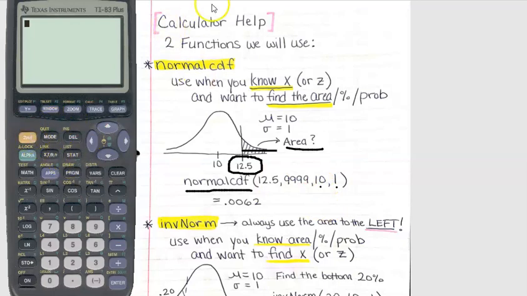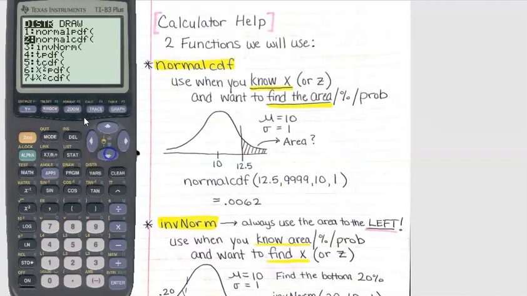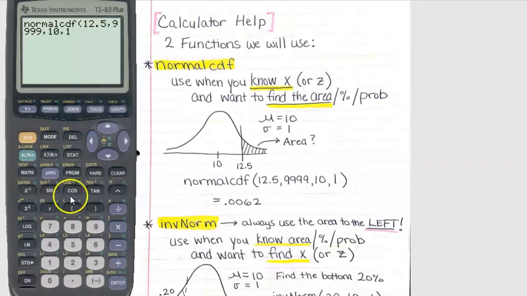So how we would put this in the calculator is we're going to go to second variables, go to the distributions again, and choose the normal CDF. Now, for some of you, it might come up with prompts that tell you to put in the lower and the upper bound. This one doesn't have that. It's an older version. But we'd put in our 12.5, then a comma, which is there above the 7, then our 9999, comma, and then 10 and 1.